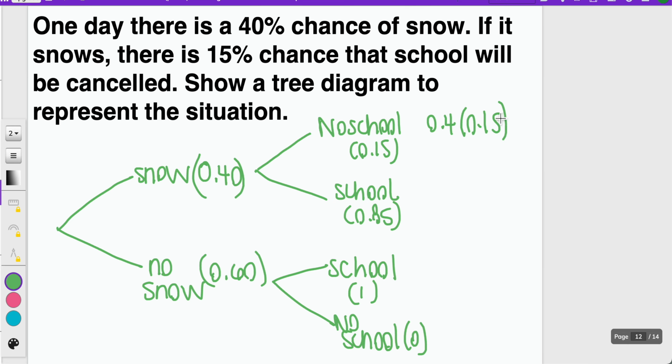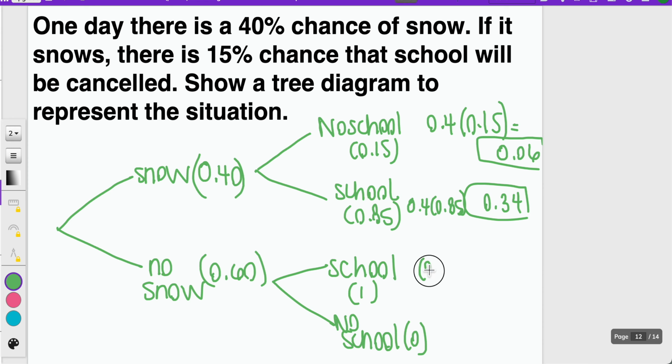Okay? All right. If it snows, no school, I'm going to do 0.4 times 0.15. So that is a 0.06 probability. Okay? If it snows and we do have school, that is 0.4 times 0.85, which is about a 34% chance, or 0.34. No snow times school is 0.6 times 1, so that's 0.6 chance. And no snow, no school, that's a 0% chance of happening.